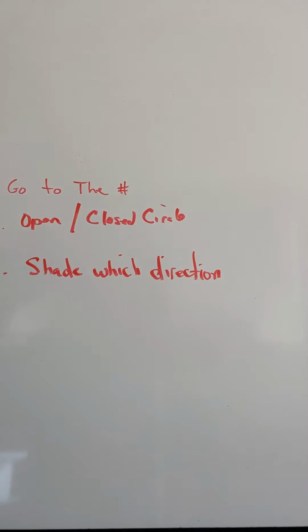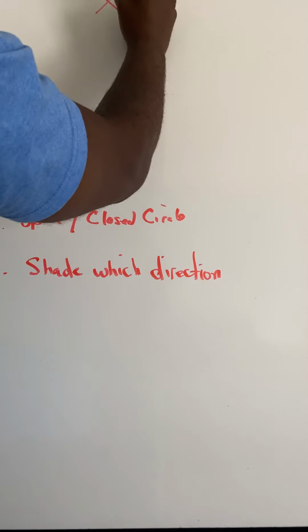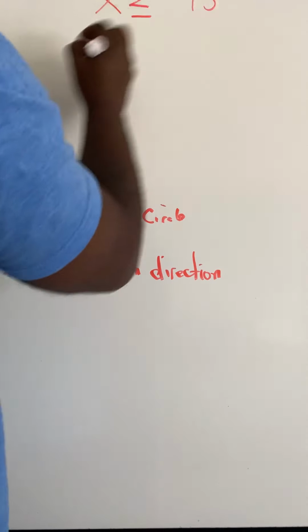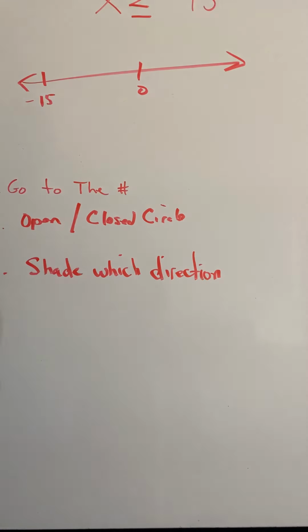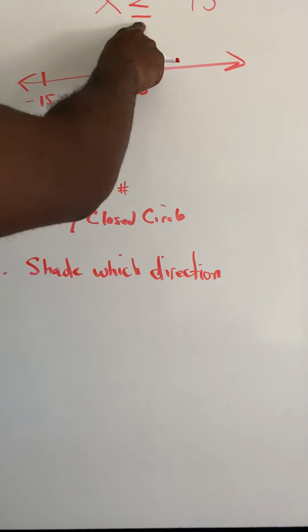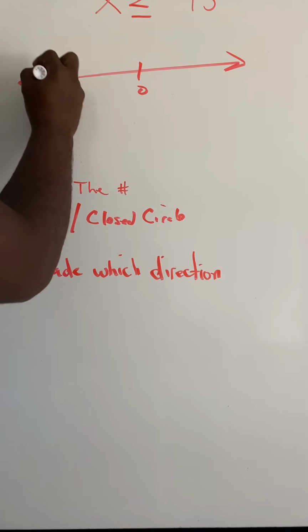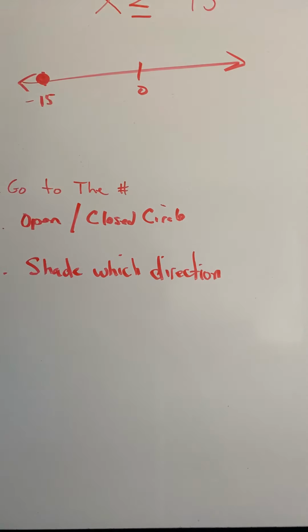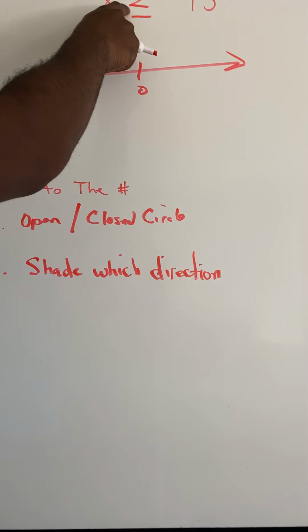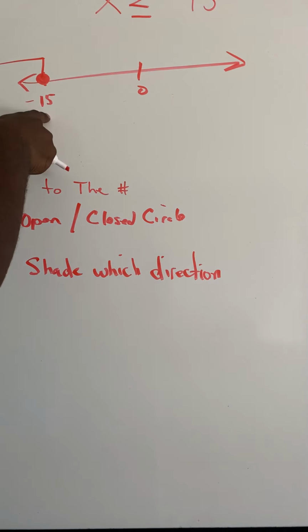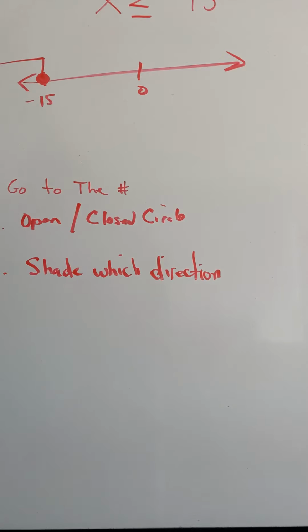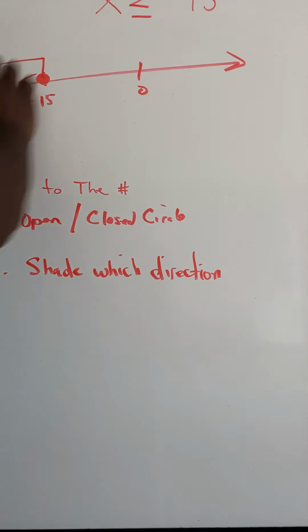It is x less than or equal to -15. Step 1, go to the number. We'll say this is 0, and this is -15 over here. Step 2, open or closed circle. I see the line underneath the inequality sign, so that means it's a closed circle. It includes -15. Less than or greater than? That's a less than. That's the small point, which means it's going this way. So what can my answers be? -15 or any number to the left of it. -15, -16, -17, and so on. Okay? All right. Let's take a look at the next one.